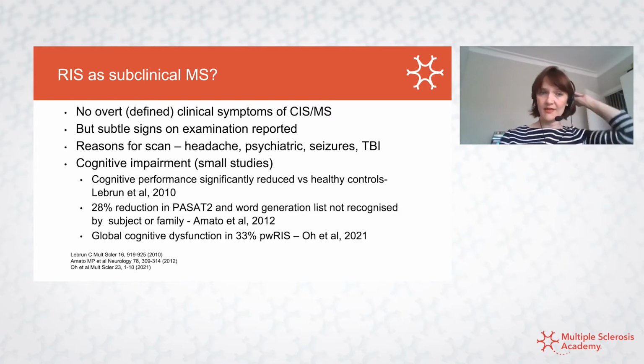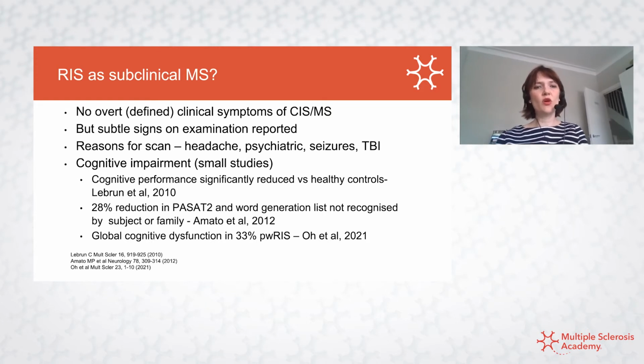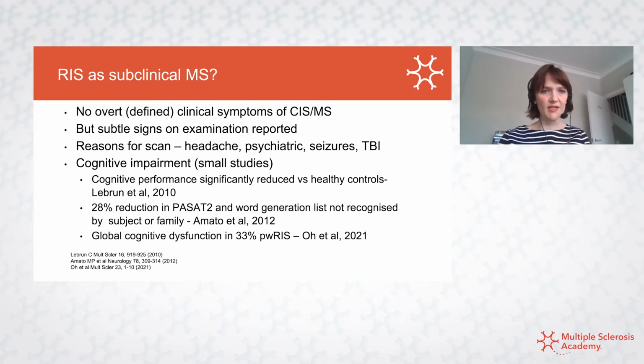In some of the series, subtle signs on examination may have been reported. And then this idea of a prodromal, preclinical MS: what is the reason for the scan? There have been studies that have described that people who go on to develop MS have increased healthcare utility in the couple of years preceding this, and increased presentation with psychiatric issues. So are the presentations where we see demyelination a kind of subclinical MS? There is certainly cognitive impairment found in people with RIS, with about a third of people in studies found to have some degree of cognitive impairment.